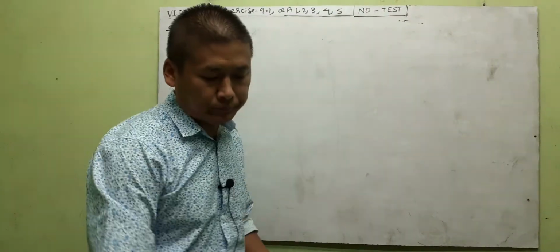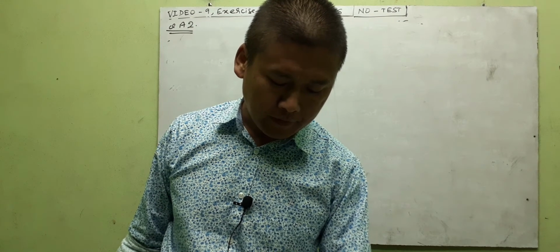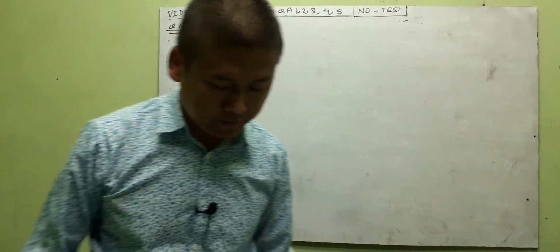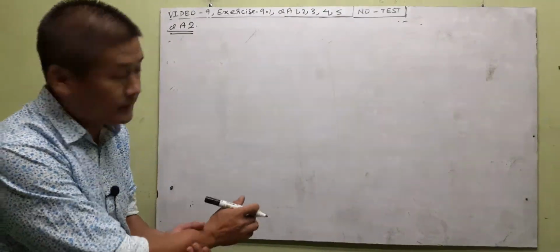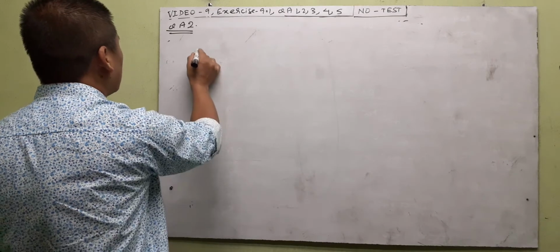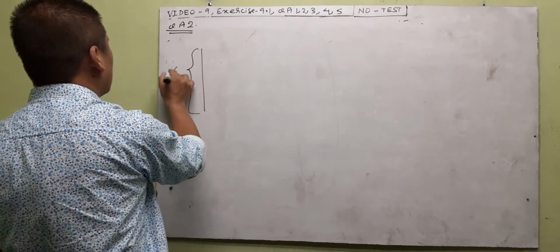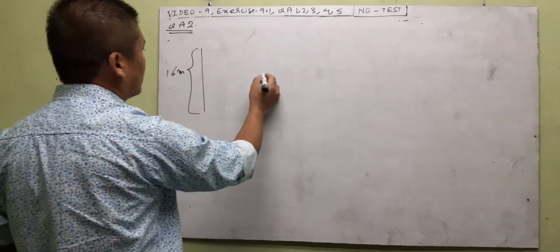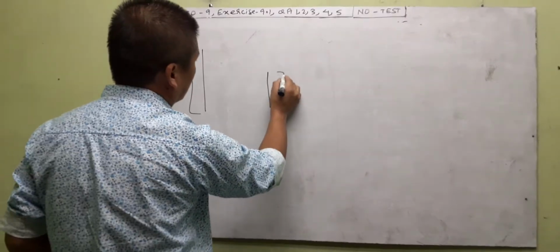Let me read the question. The tops of two poles of height 16 meter and 10 meter are connected by a wire. If the wire makes an angle of 30 degree with the horizontal, okay, then the length of the wire must be how much? So the length of the wire we have to calculate, 16 and 10. There is a 16 meter tall pole, and on the other side there is a 10 meter tall pole.